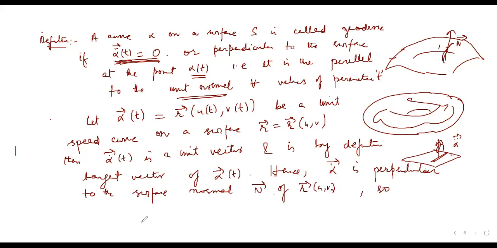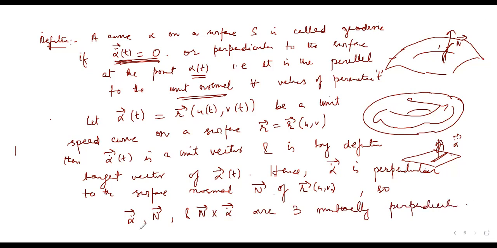So if I take this triplet of vectors, alpha dot, then N, and then I take their cross product, which would be perpendicular to both N and alpha dot, these are three mutually perpendicular unit vectors.